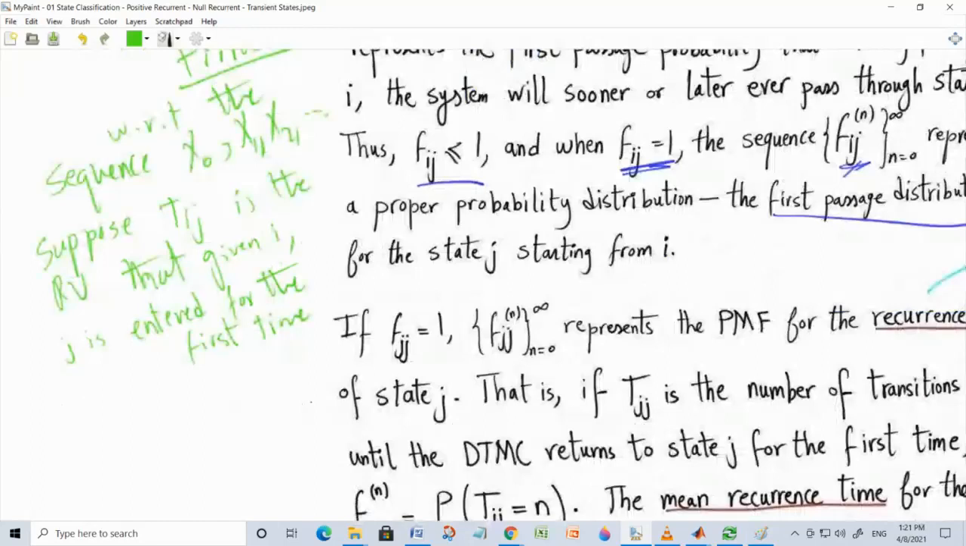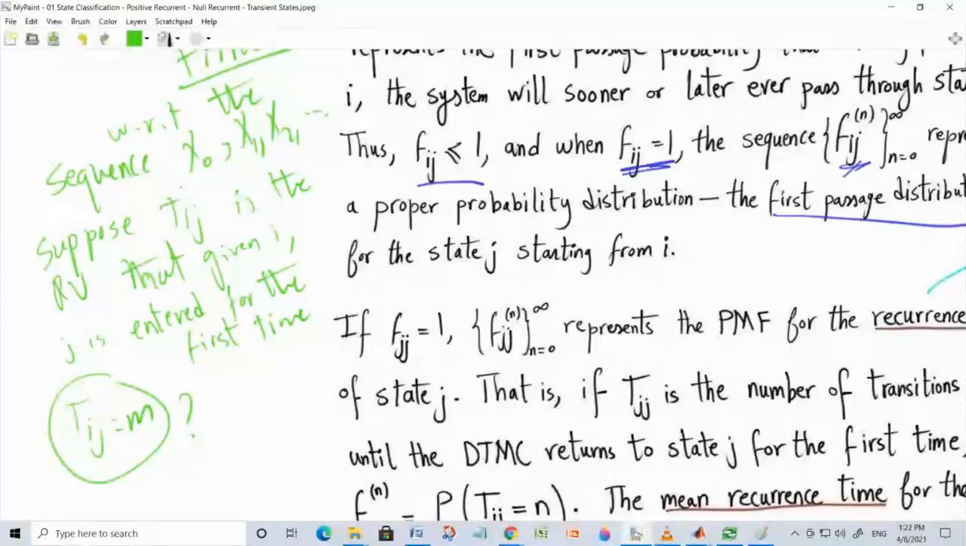Okay, now you ask your question. If you want to check whether something is a stopping time with respect to a sequence, you have several options. One of them is to check this event: T_ij is equal to m. So this event requires knowledge of what elements in the sequence of random variables.